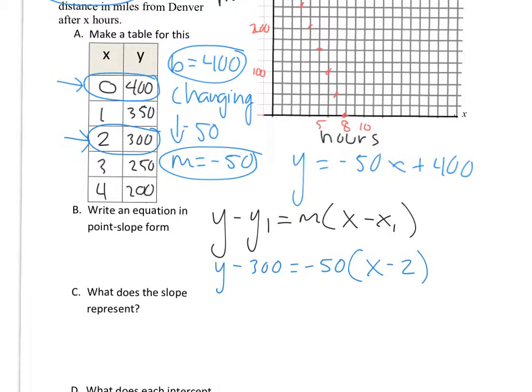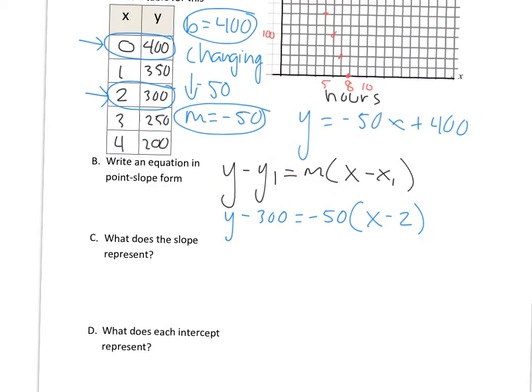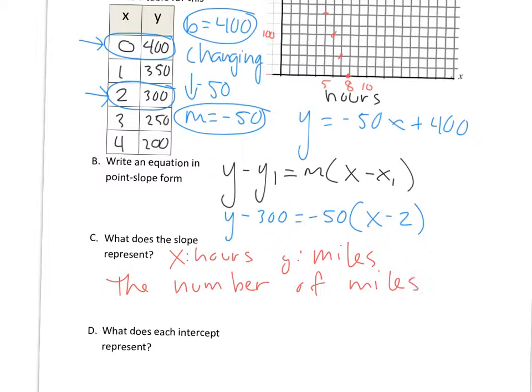So now the next thing says, what does the slope represent? You're always going to have to mention the x-axis and the y-axis in the slope. Once again, you have to mention the x-axis and the y-axis. The x-axis is hours, and the y-axis is miles. Now, the slope represents the number of miles driven per hour to Denver. Notice I included miles and hours in that sentence.